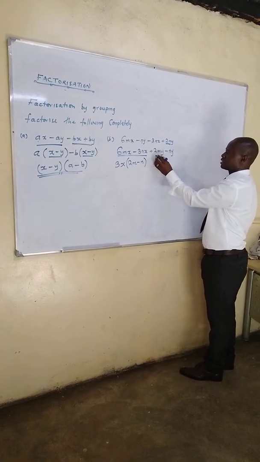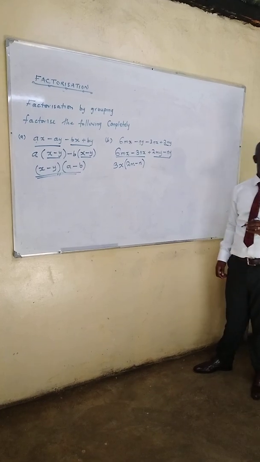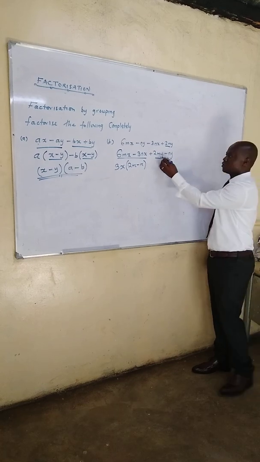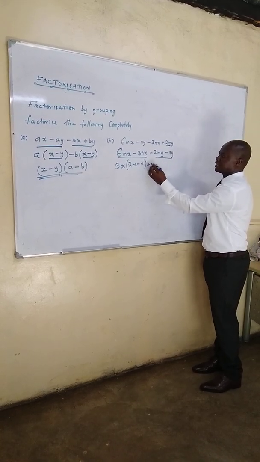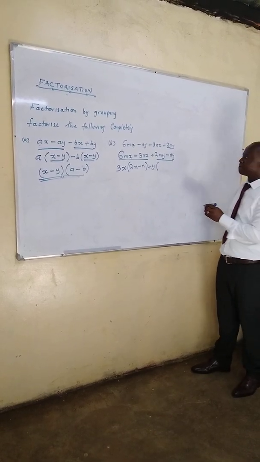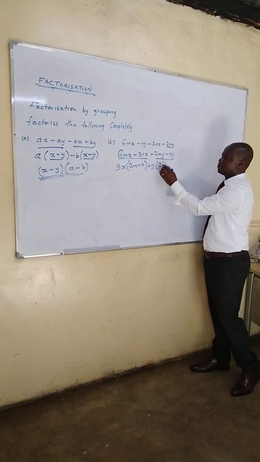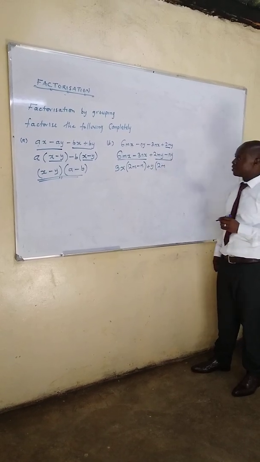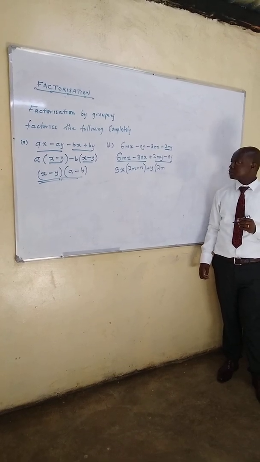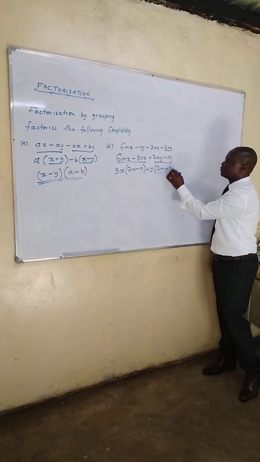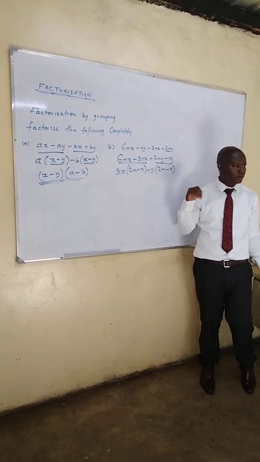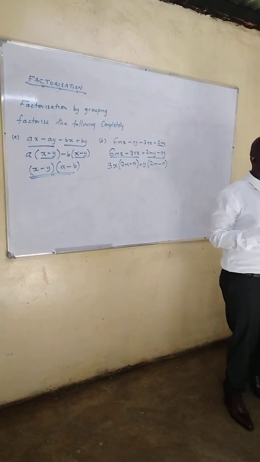And then we come to these two expressions. So what is common? Y. So y is common. So we factor out y. From 2my, factor out y. What do we have? 2m. And then from negative ny, we factor out y, negative n. So when you reach this level, you even feel happy that you've done the correct thing.